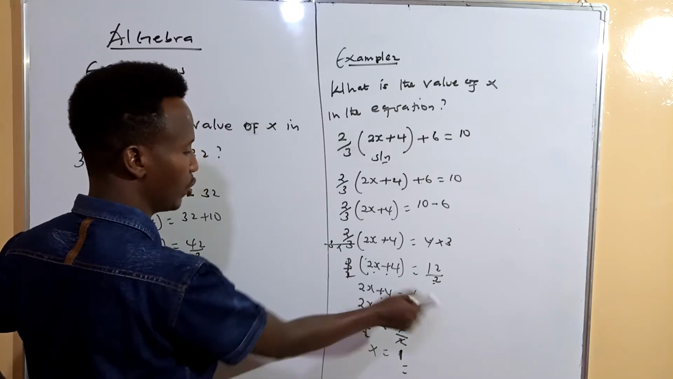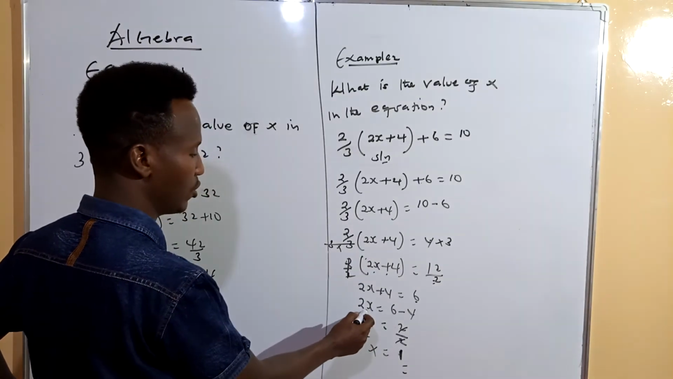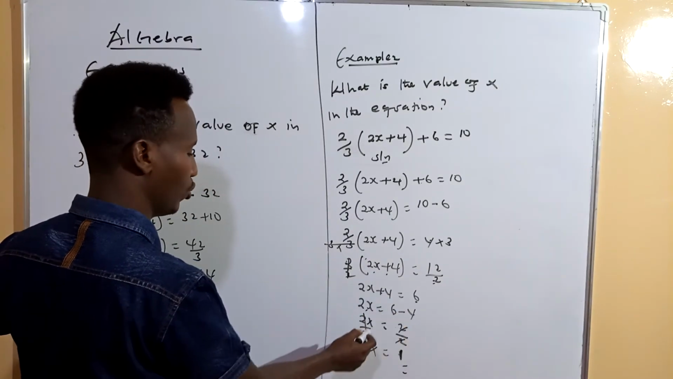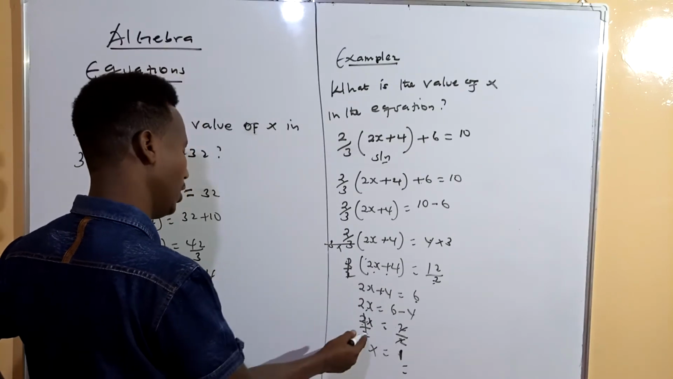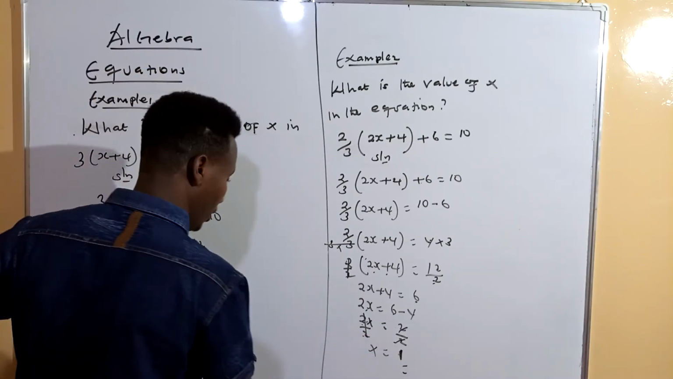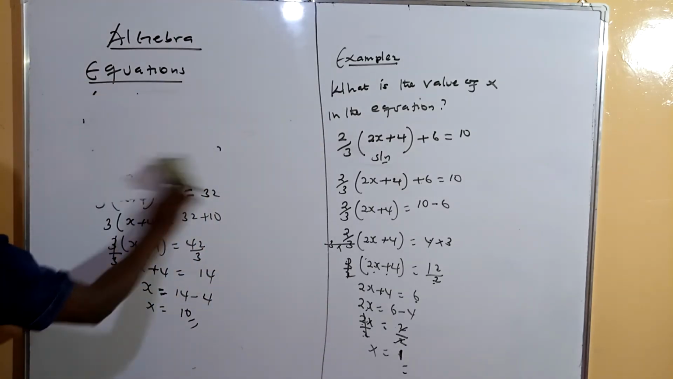Then after that, take this 4 to the other side. It becomes minus 4. Then 2x is equal to 6 minus 4. So 2x is equal to 2. Then the value of x is equal to 2 divided by 2, divided by 2. So x will be 1. Don't forget that.